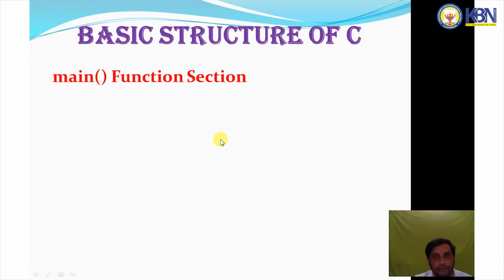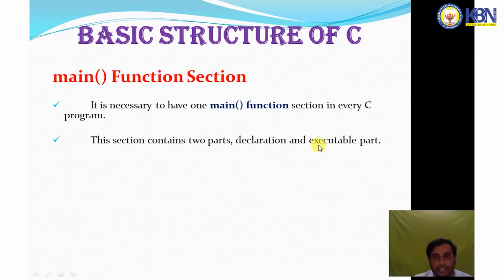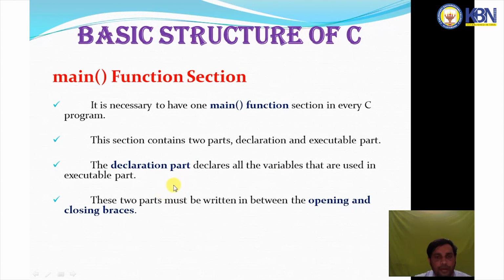The next one is the main function. It is the essential part of a programming language. The main function can be classified into two parts: one is the declaration part, the second one is the executable part. What does the declaration part mean? In the declaration part, all the variables are declared within the function, and that is called the declaration part. The next one is the executable part. What does the executable part mean? The execution of the program's variables is called the executable part.